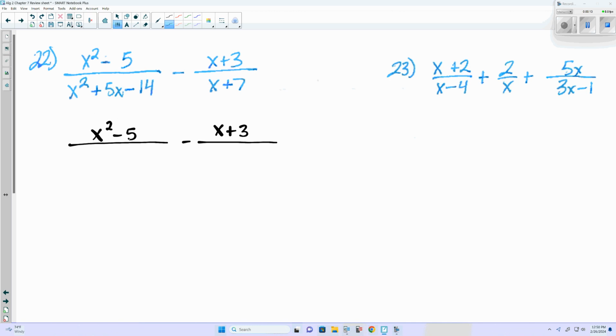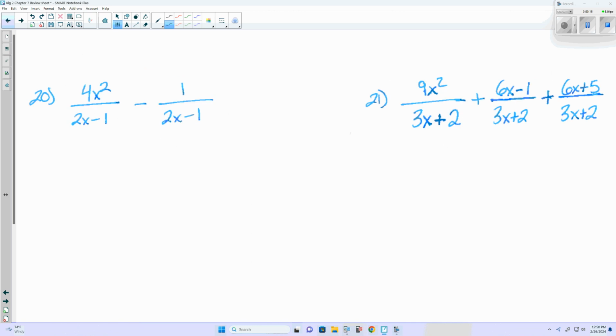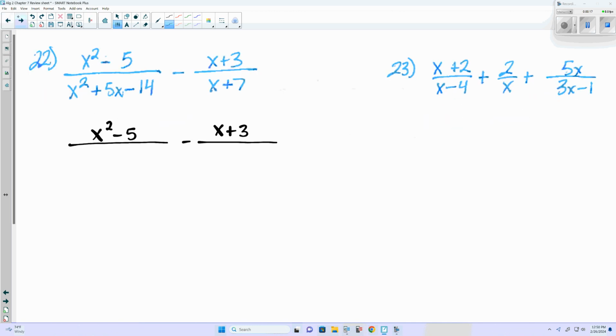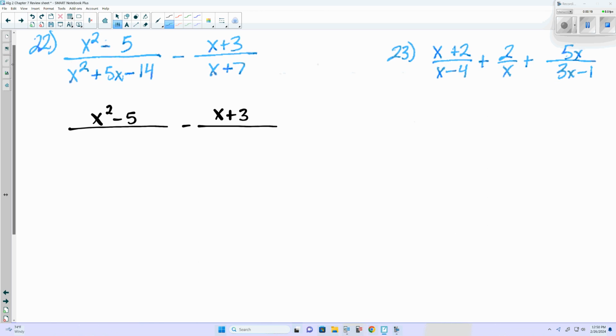So where we finished on Thursday was 21 and 20. Addition, subtraction. Because with addition, subtraction, if the denominators are the same, we add or subtract the numerators. Now, if the denominators are different, we have to get them to be the same so that we can add or subtract.